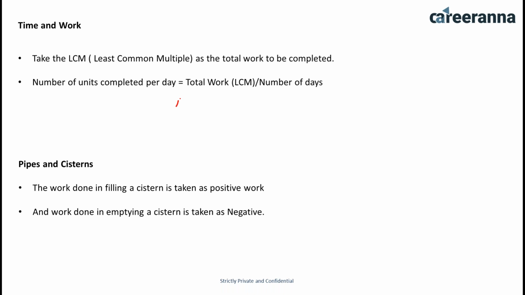Suppose A is doing the work in 10 days and B is doing the work in 20 days. Here you can easily take the LCM of these two. Suppose we take 20 as the common multiple for both, then you can easily calculate the efficiency: the efficiency for A is going to be 2 and for B is going to be 1. So you can say that A can do 2 units of work and B can do 1 unit of work per day, and this 20 is the total work.